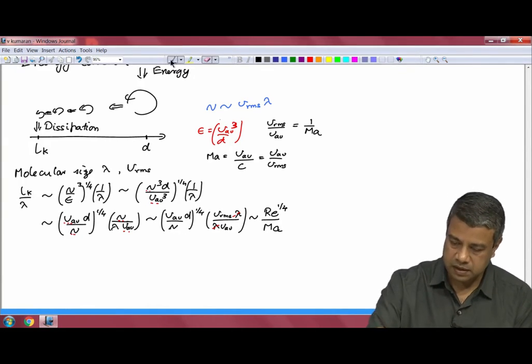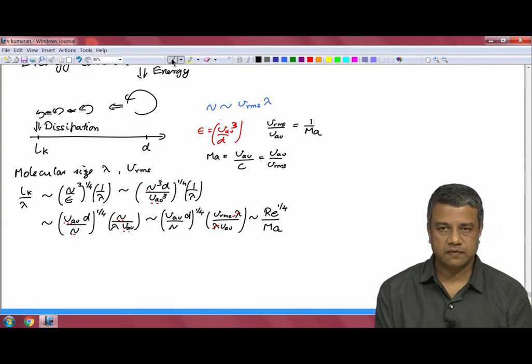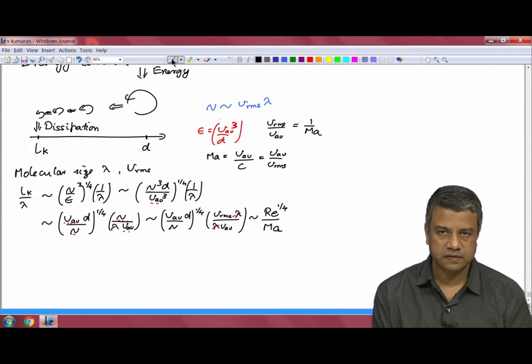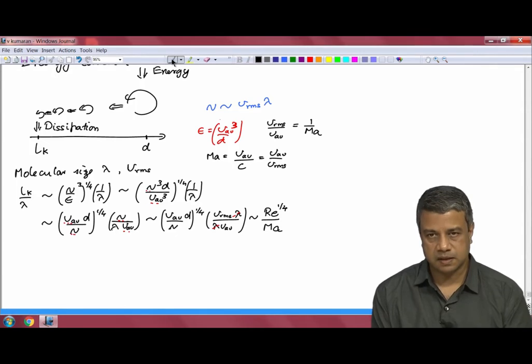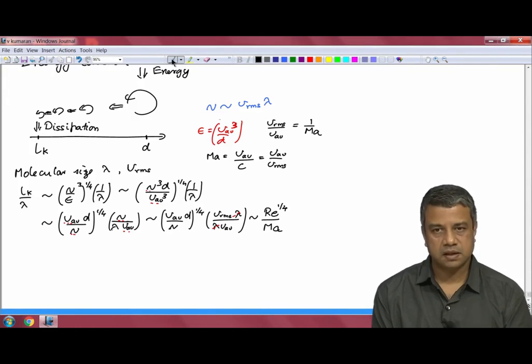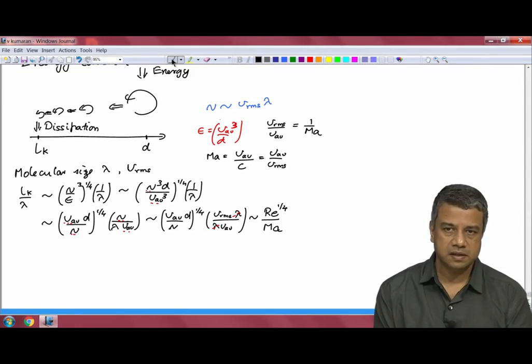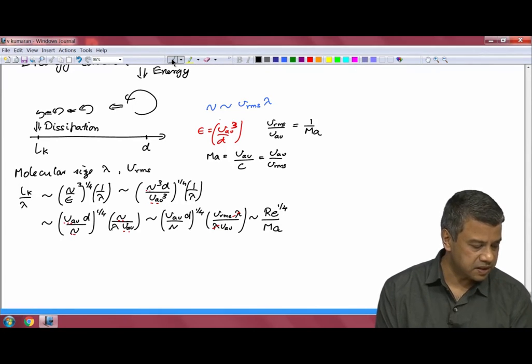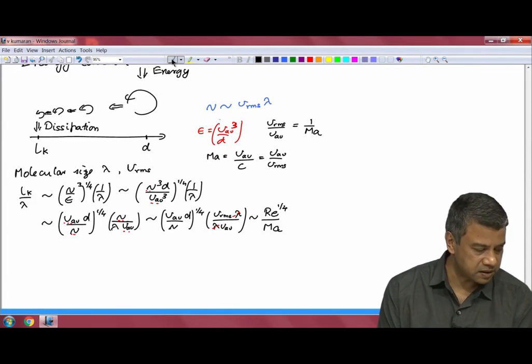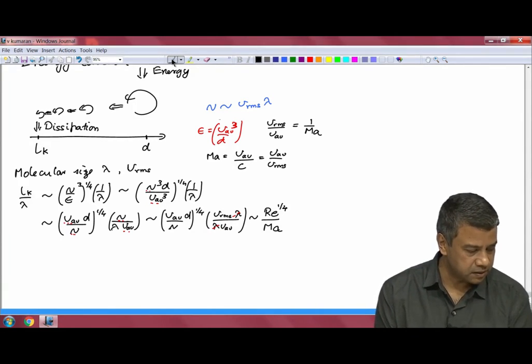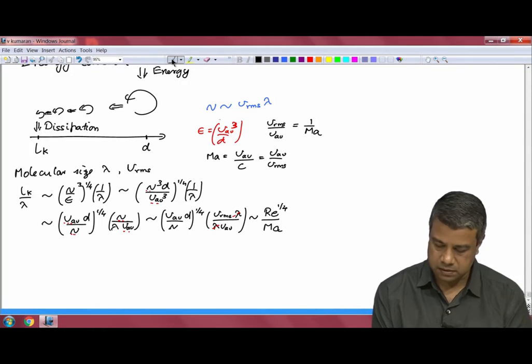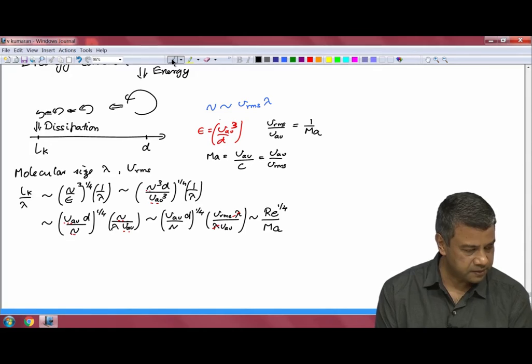Now, clearly for an incompressible flow, the flow velocity is much smaller than the molecular velocity. Therefore, the Mach number is small, the Reynolds number is large. Therefore, the ratio of the Kolmogorov scale and the mean free path is large. So, the length scale for the Kolmogorov flow is much larger than the length scale for the molecular motion or the mean free path.